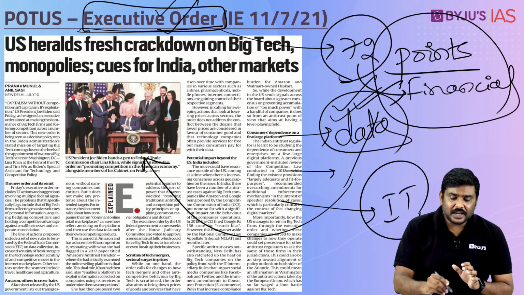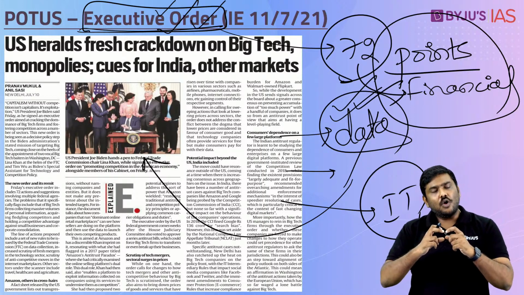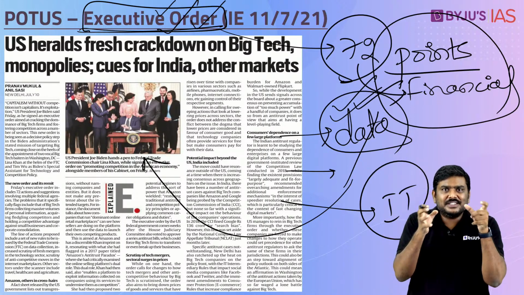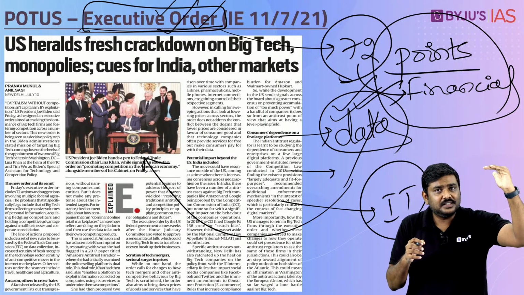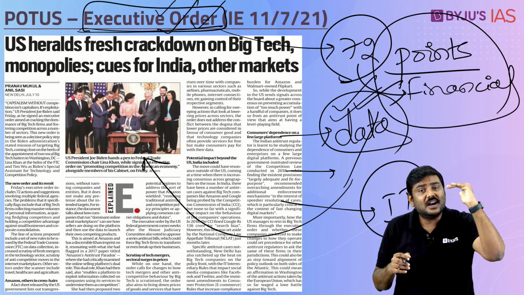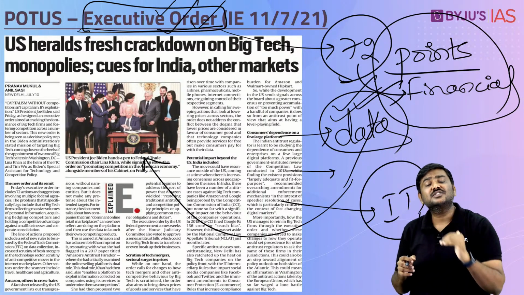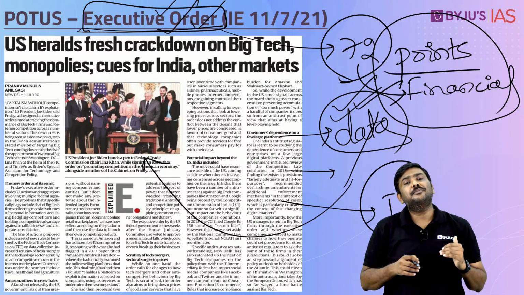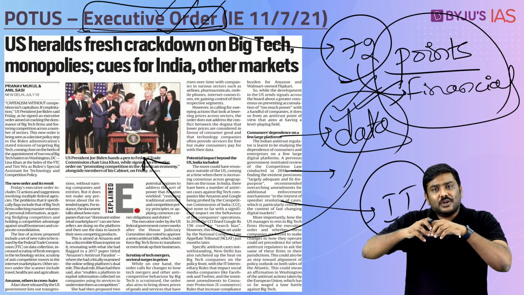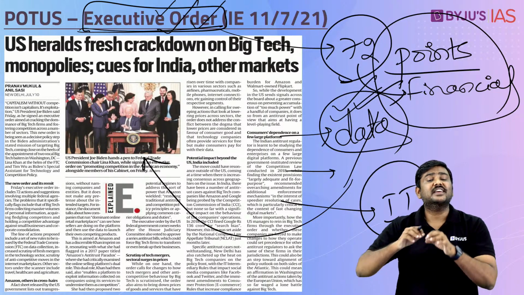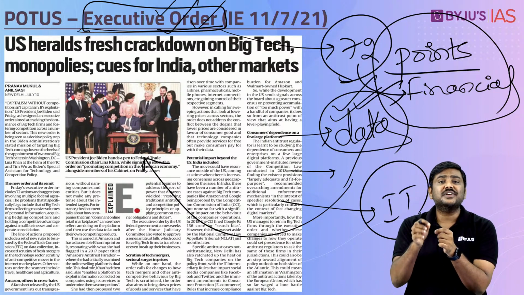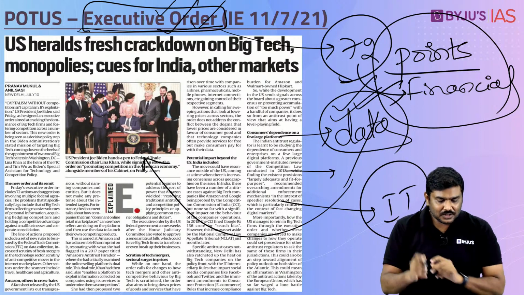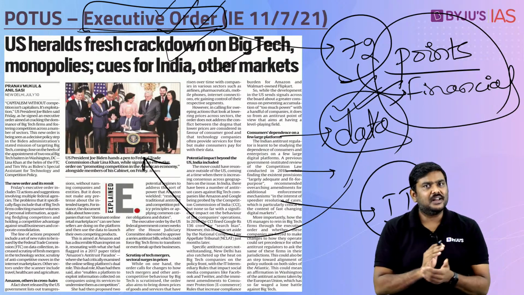So, because of this particular order, the expectation is the competition between these particular private sector entities in USA will increase, and these particular companies will start outsourcing these kinds of jobs to Indian IT professional services. And because of this, in the next 5 years, we are expecting the IT industry in case of India to boom. So that is the discussion with respect to this particular article.